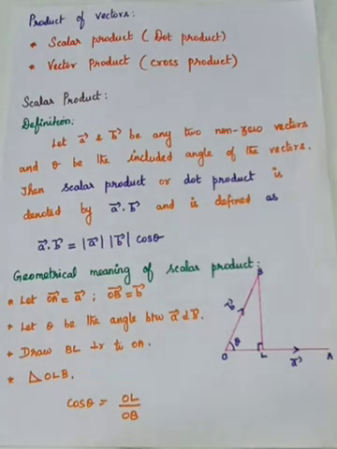Good morning, students. Today our topic is product of two vectors. In this product we are going to see about the scalar product or dot product of two vectors, and the vector product or cross product of two vectors. First we are going to see the scalar product.